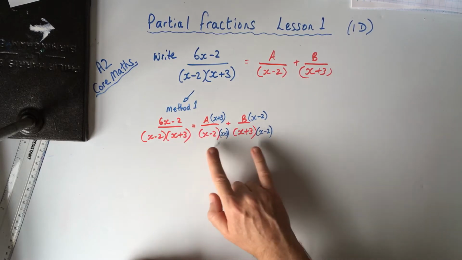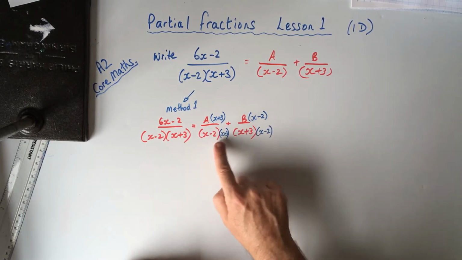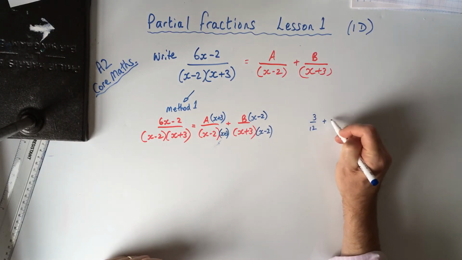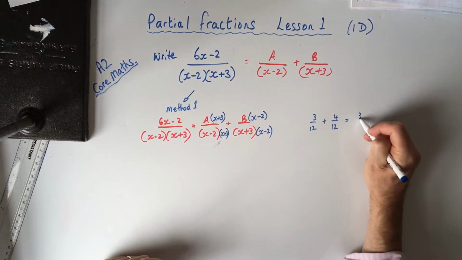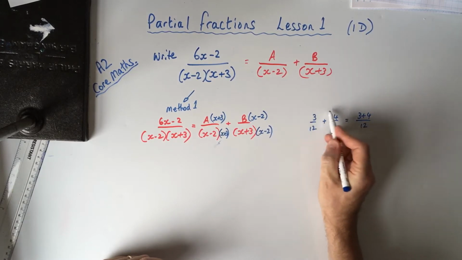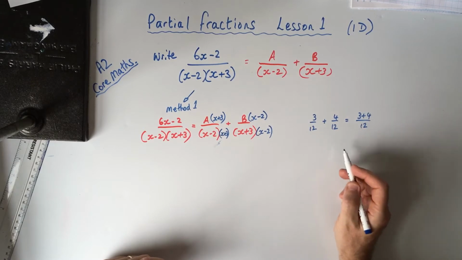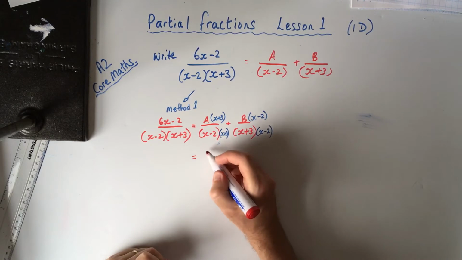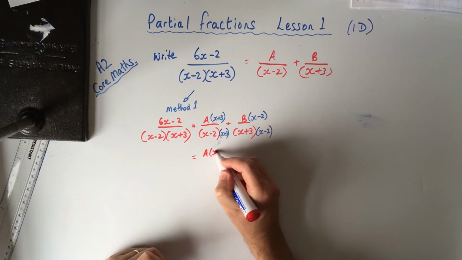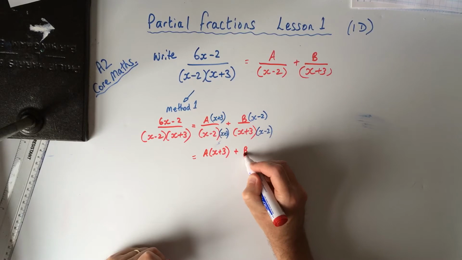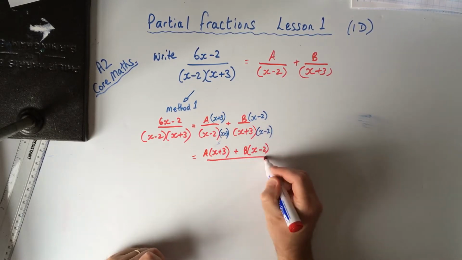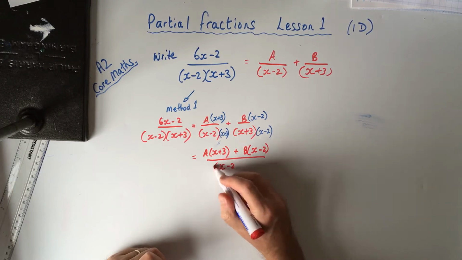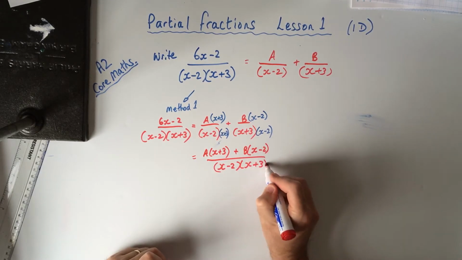And now because these have got the same denominator as this, and they've got the same denominator as each other, of course, when I've got 3/12 plus 4/12, I can write that as 3 plus 4 over 12, can't I? I can write the top bits over the same denominator. So now I've done that, I can write that as a times x plus 3 plus b times x minus 2 all over that same denominator, which is x minus 2 times x plus 3.